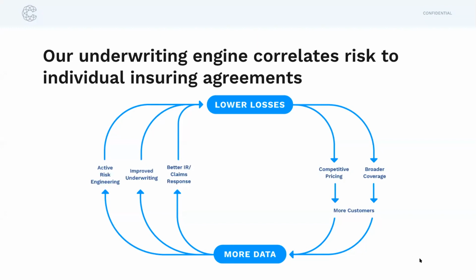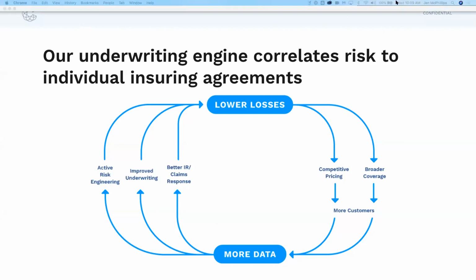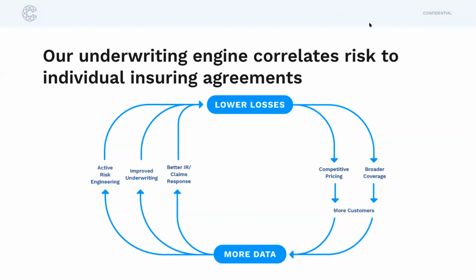The combination of those experiences on the left-hand side of this diagram drives lower losses. That's fantastic, right? If our client base and our tens of thousands of policyholders have lower losses, that enables us to deliver a better product to you: superior pricing and better coverage. We hope that as we provide better pricing and better coverage, that enables even more customers, which obviously improves our data, thereby completing the feedback loop.